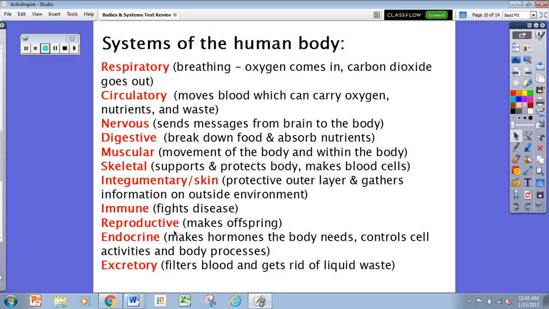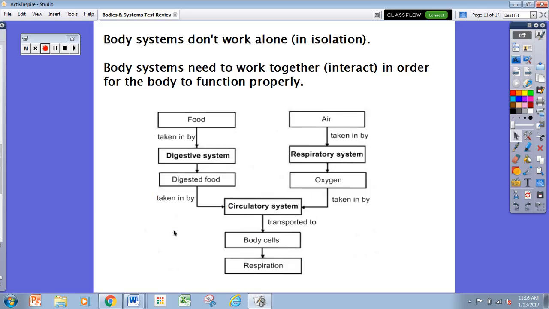And then the excretory system filters your blood and gets rid of liquid waste. And we talked about that. This is the system that helps to make urine on a daily basis. So a few different examples of systems working together.